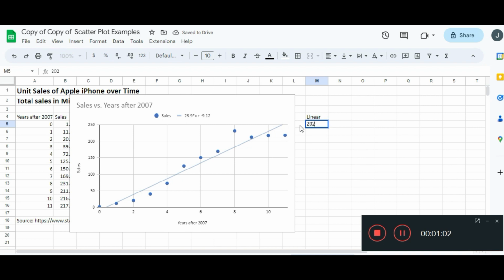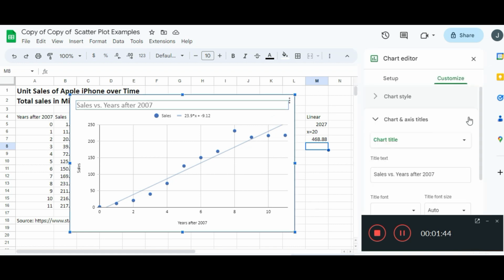So I'm going to make a prediction for this linear trend, and I'm going to make it for the year 2027. So I'm going to sub in 20 for x into my equation. To do that, I go equals 23.9 times 20 plus negative 9.12, or I can just go straight to take away 9.12, and I get a prediction of 468.88. That would be in millions, I believe, for the sales of Apple iPhone over time. And that fits. If you think about this trend line going higher and higher, it's going to be up there around 468. Now I can make other predictions using other types of models.